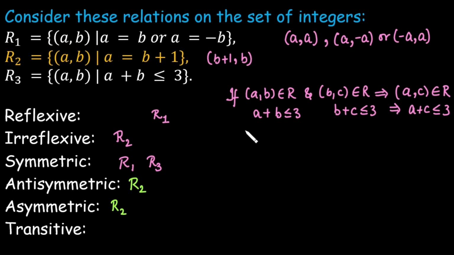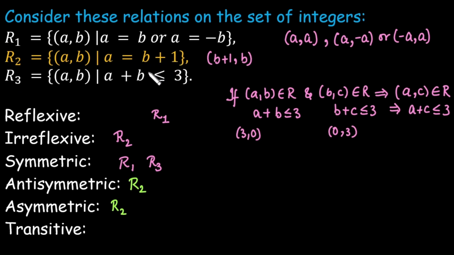Why? Simply pick the ordered pair as 3, 0. So 3, 0 satisfies this. In this case, the value of B is 0. Take another ordered pair 0, 3. The value of B is the same. The A value is 3. Here the C value is 3. The sum of these two exceeds 3. So it means it is not transitive. So do not take R3 as transitive.